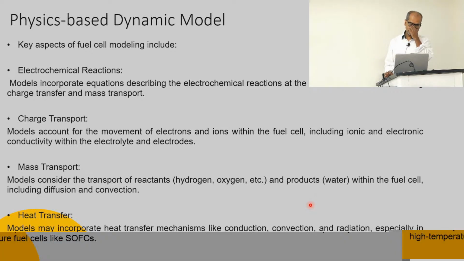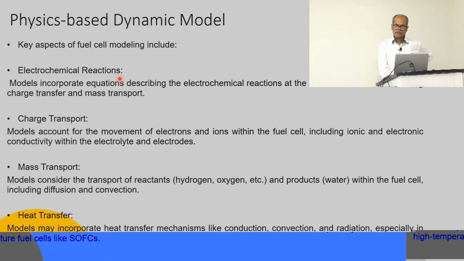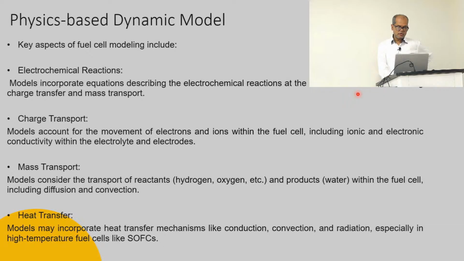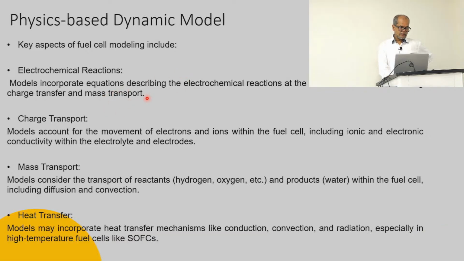For the physics-based dynamic model, you are considering the electrochemical reactions happening in the anode and cathode, including charge transfer and mass transport. All of this is included here. When I say charge transport, that is nothing but the movement of electrons and ions. If you remember, in the previous class we mentioned that protons and electrons pass from either anode to cathode or vice versa.